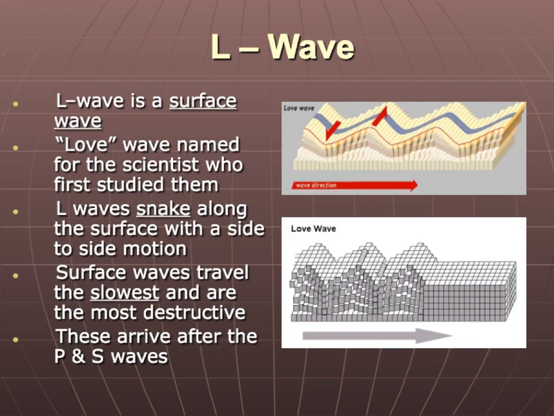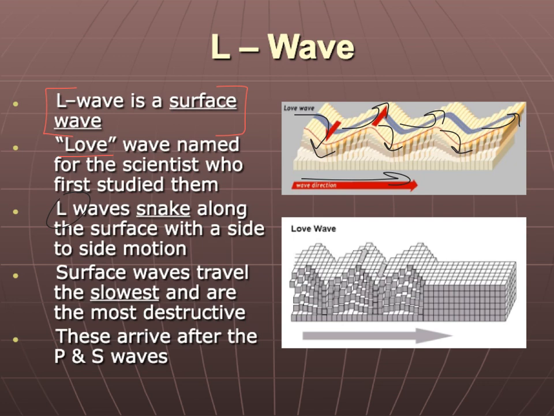Talk about the two types of surface waves. In the context of what these waves do, all we worry about with L waves and R waves, the two types of surface waves, is that they move very slowly compared to the others, and they cause significant amounts of damage. L wave is indeed a surface wave. L is for Love, a seismologist, Dr. Love, who first studied them. The way I remember this, L waves snake along the surface with a side-to-side motion. So L for lateral motion, shaking the ground side to side as the ground moves beneath.